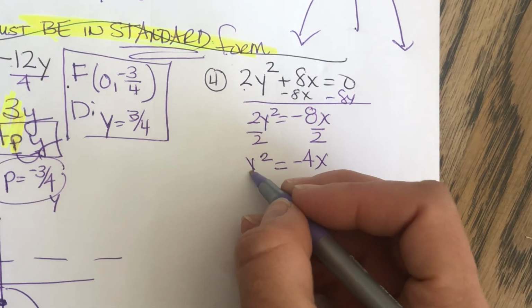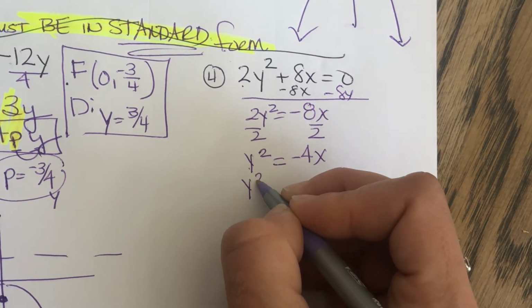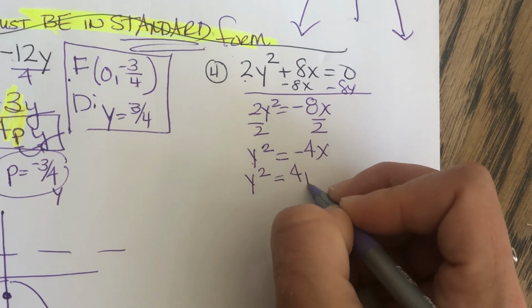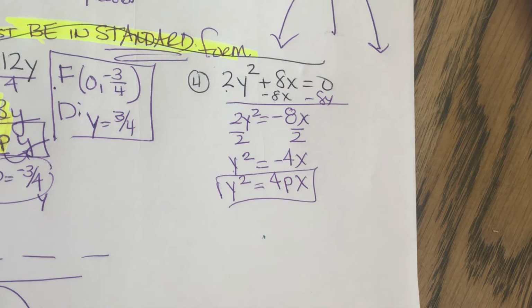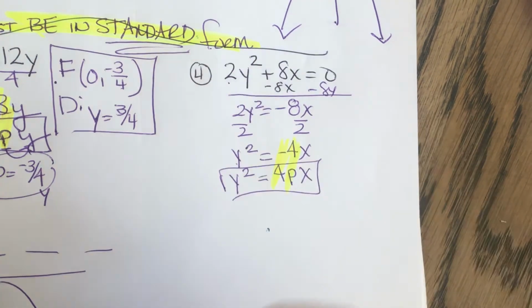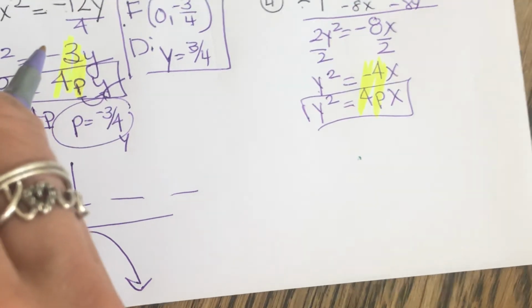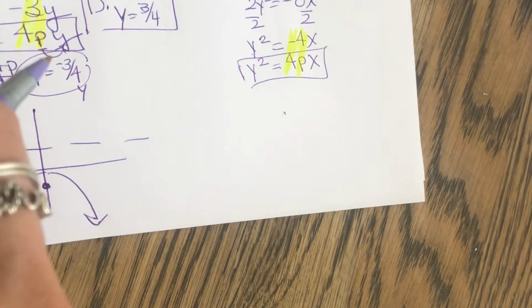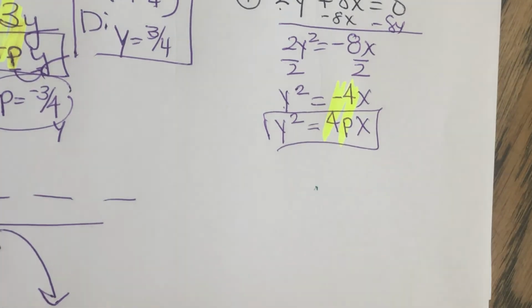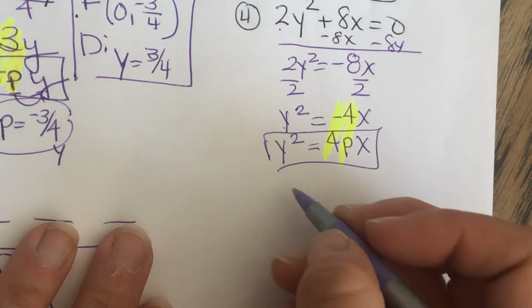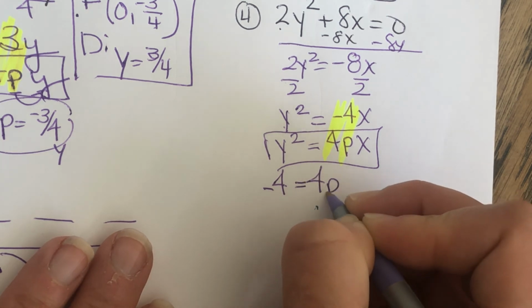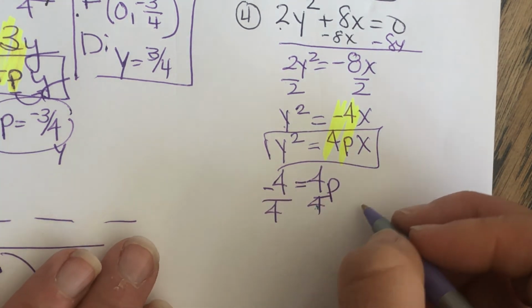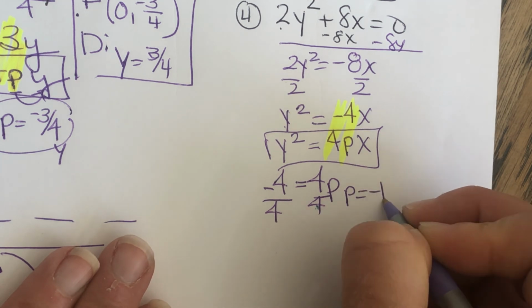Okay, here we go again. That's your form, so let's write it. Y squared equals 4px. Get that formula there. Sorry if it's shaky, I'm trying to hold it. And there you guys go. Okay, so let's set it equal. Negative 4 equals 4p. Divide by 4, divide by 4. We get p equals negative 1.